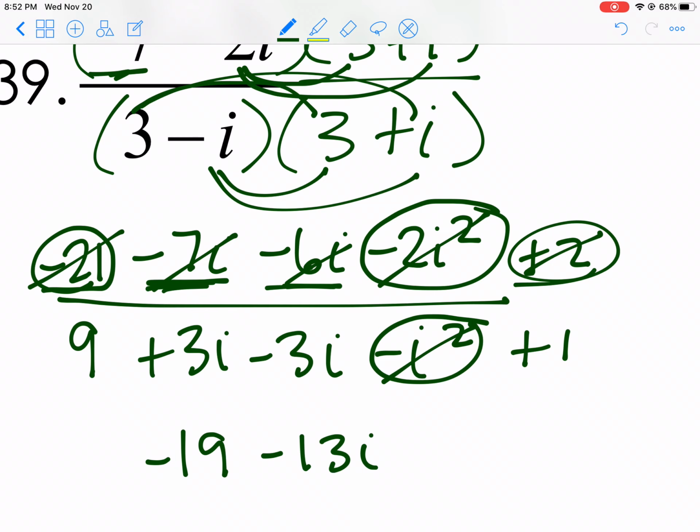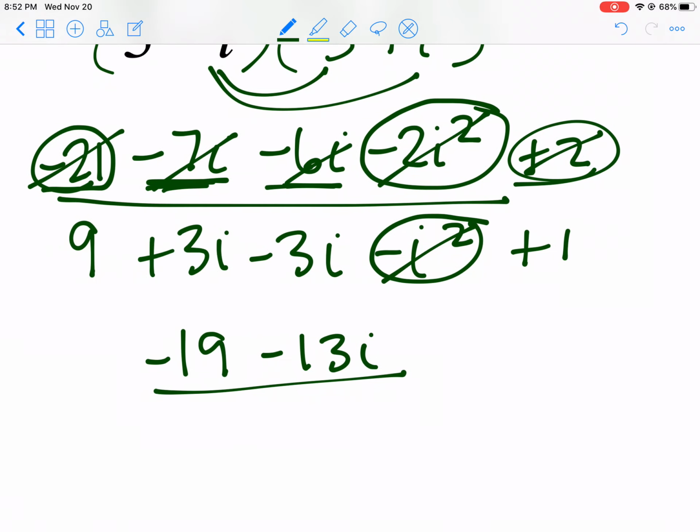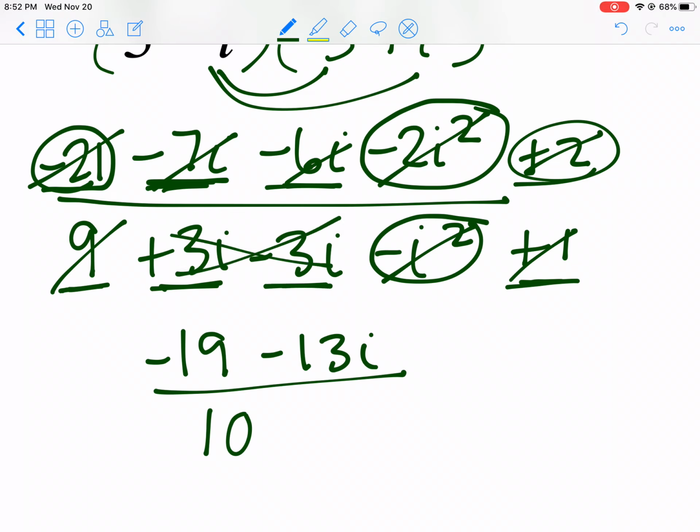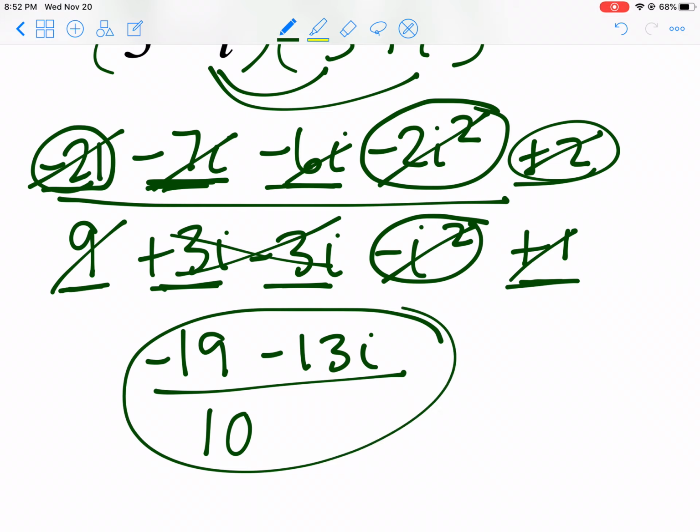Done with those. Let's look at the denominator. We have positive 9, positive 1. When I add them together, I will get 10. Positive 3i, negative 3i, they will cancel each other out. They're opposites. It looks like we don't have anything that is divisible on top and bottom, so this will be our simplified answer.